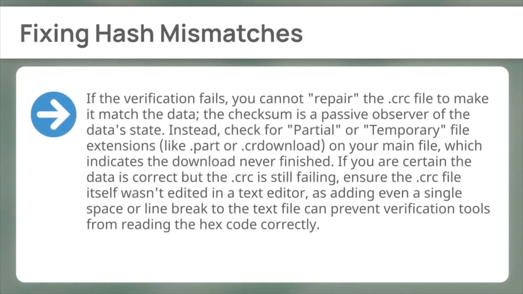Finally, fixing hash mismatches. If the verification fails, you cannot repair the .crc file to make it match the data. The checksum is a passive observer of the data's state. Instead, check for partial or temporary file extensions, like .part or .crdownload, on your main file, which indicates the download never finished. If you are certain the data is correct but the .crc is still failing, ensure the .crc file itself wasn't edited in a text editor, as adding even a single space or line break to the text file can prevent verification tools from reading the hex code correctly.